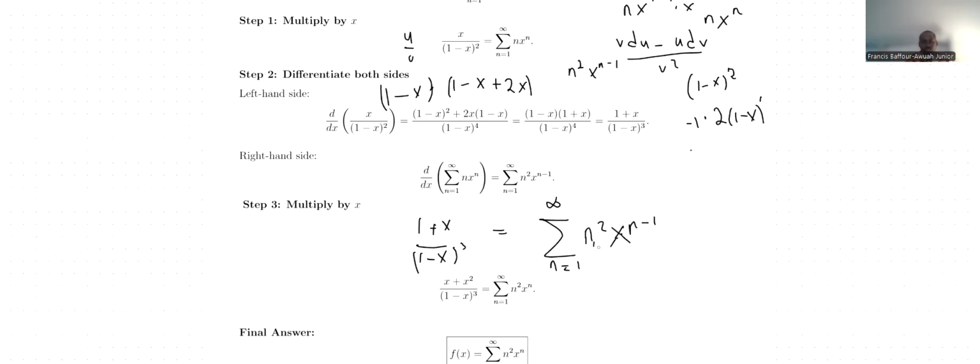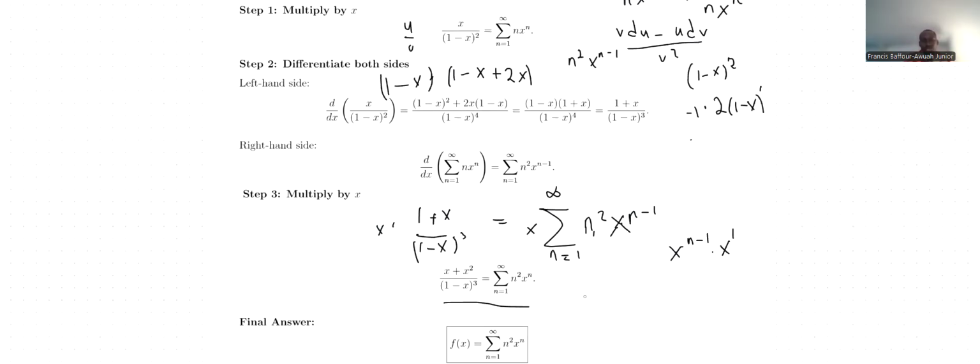So finally, you multiply this side by x again, and you multiply this side by x. Once you do that, that gives you the original problem that we began with, x plus x squared. And on the right, if you multiply by x and move the x inside, you get x to the n minus 1 times x to the 1, and that'll give you x to the n. So that's what we get. This is going to be our series representation for the function that we began with, which was x plus x squared all over 1 minus x.